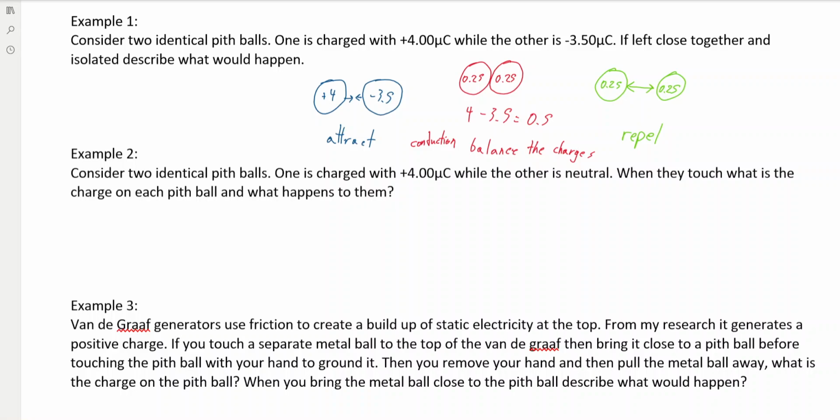So again, same sort of question as before. So at the beginning we have 4 microcoulombs. I'm not going to write that, I'm just going to say 4. And the other one is 0. Okay, so there is going to be an attraction here.